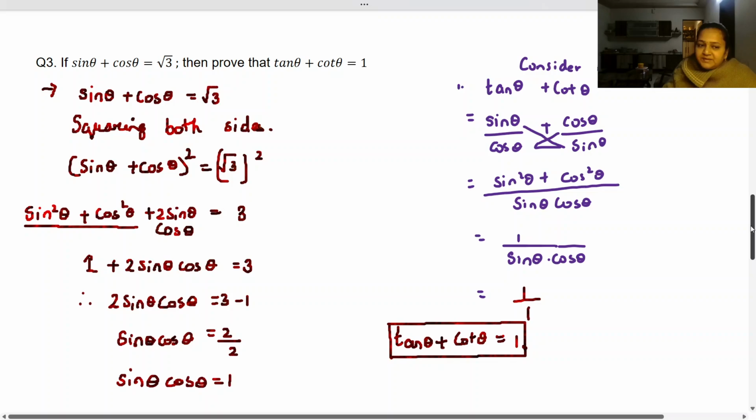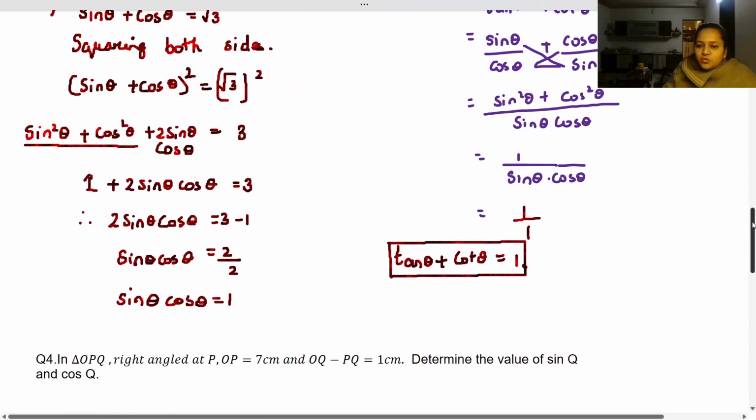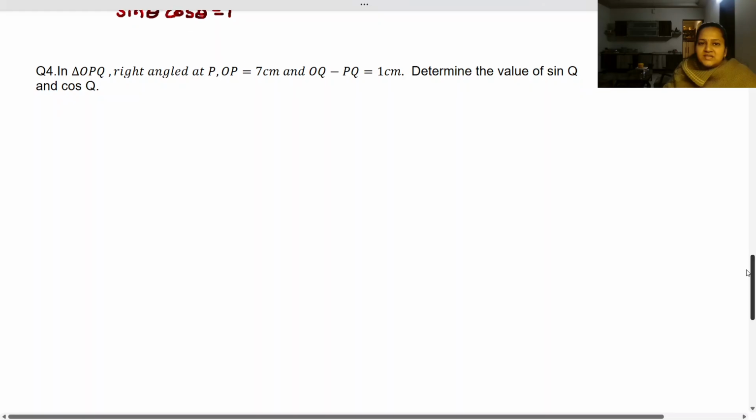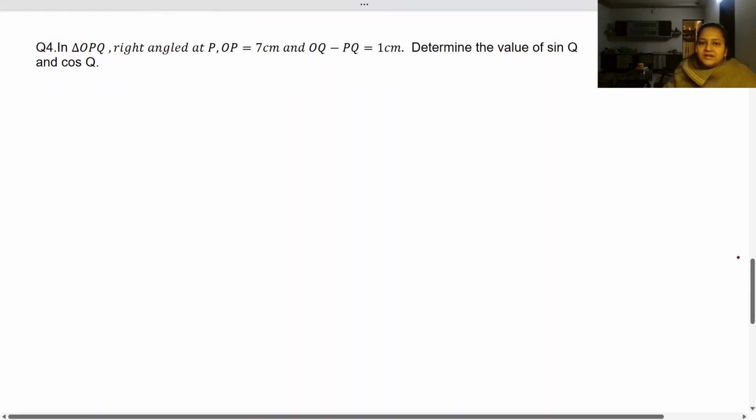Please, I repeat myself, please note down these questions. After watching the video, pause yourself and solve it immediately. Only then it makes sense of revision. By just watching mathematics, you're not going to understand or you're not going to be able to recollect questions.